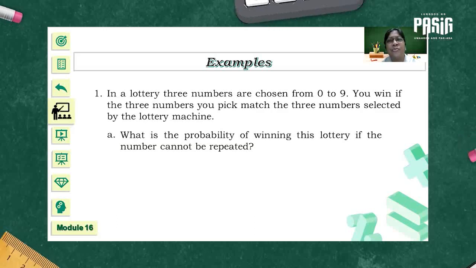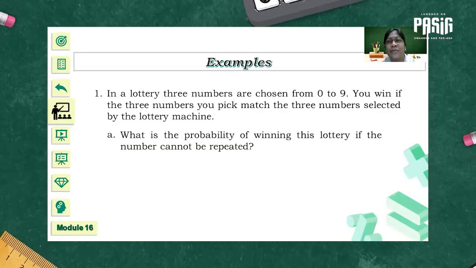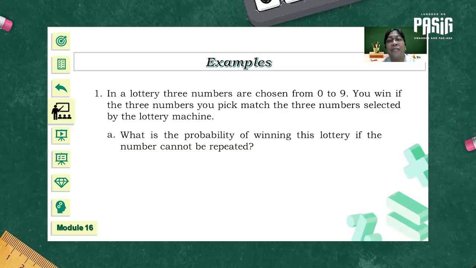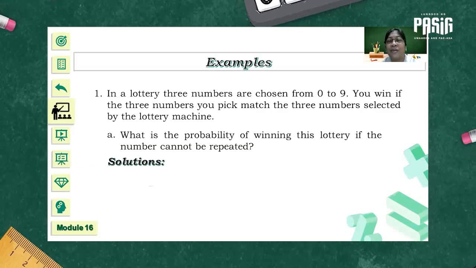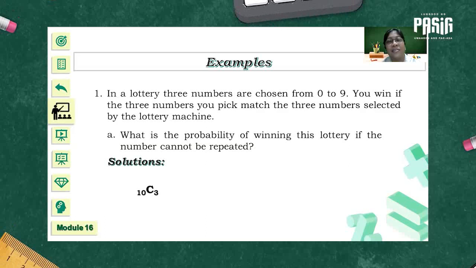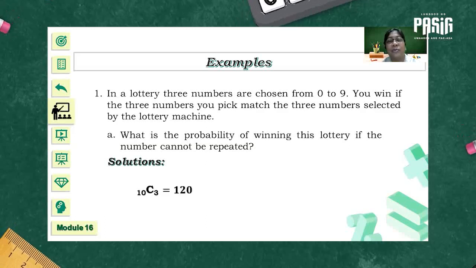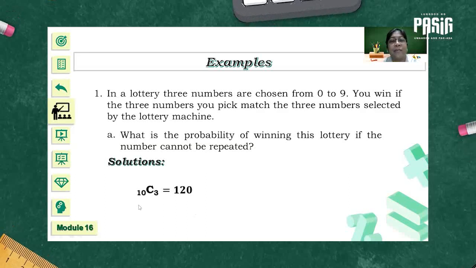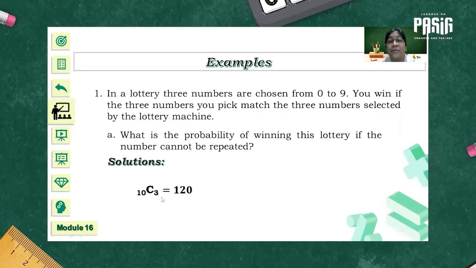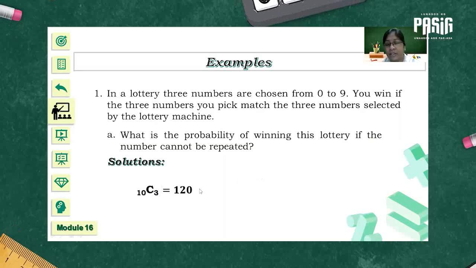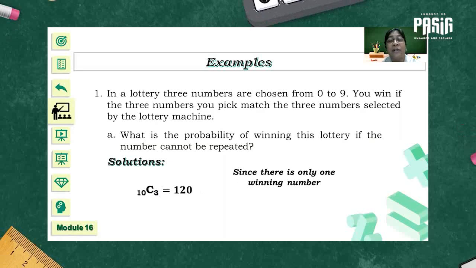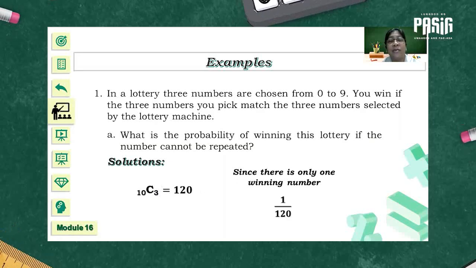Since we are going to choose 3 numbers and it doesn't require an order, we'll just choose 3. Therefore, we're going to make use of combination. That is combination of 10 taken 3, which is equal to 120, because there are 10 numbers to choose from and we only need 3 numbers. Therefore, it is equal to 120. And since there is only one winning number, the probability is 1 over 120.